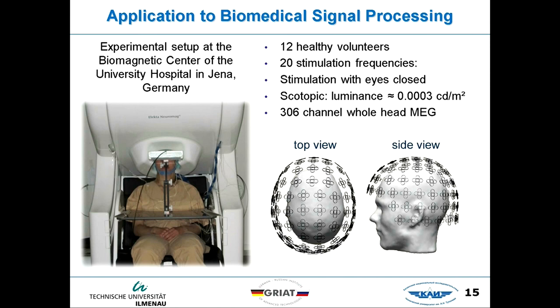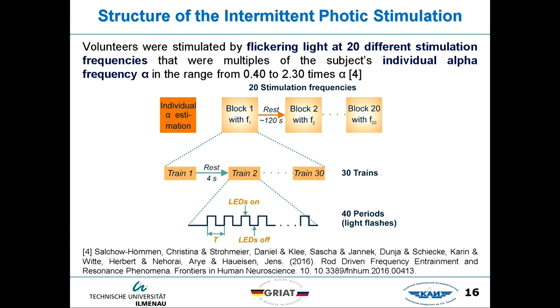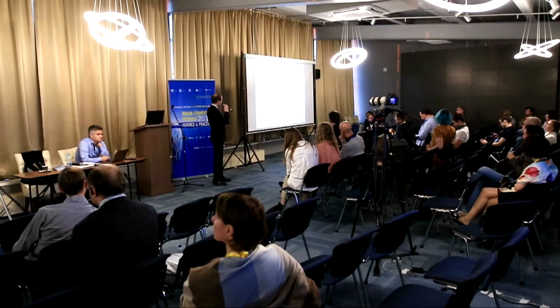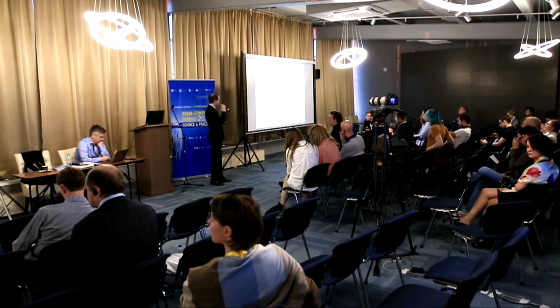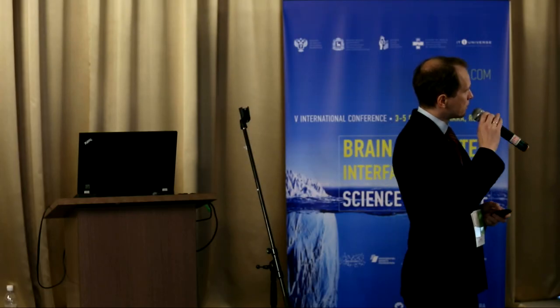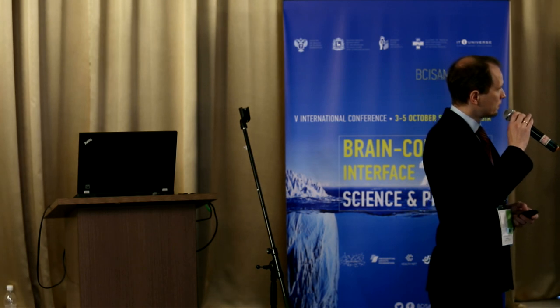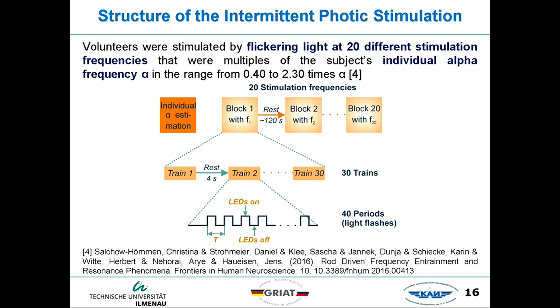So we recorded EEG and MEG signals simultaneously from 12 volunteers at the biomagnetic center of the University Hospital in Vienna. And after that, we implemented tensor decomposition, and on this slide you can see the structure of the stimulations. Stimulations consist of 20 blocks for each stimulation frequency, and before it the individual alpha frequency was estimated.